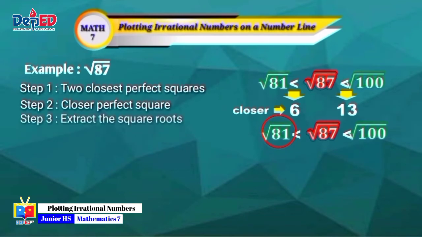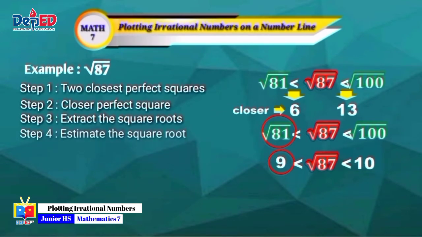Step 3. Extract the square roots. Square root of 81 is equal to 9, and square root of 100 is equal to 10. So, the two consecutive integers are 9 and 10. Therefore, square root of 87 is closer to 9.